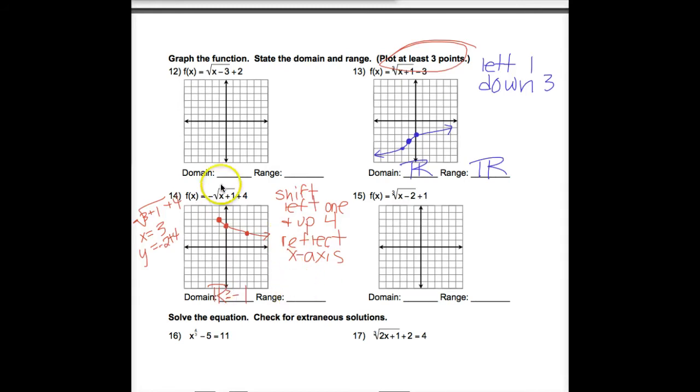Range, again, look at it. The y-axis is range. My y values start at 4 and they get smaller. So range, all real numbers less than or equal to 4.